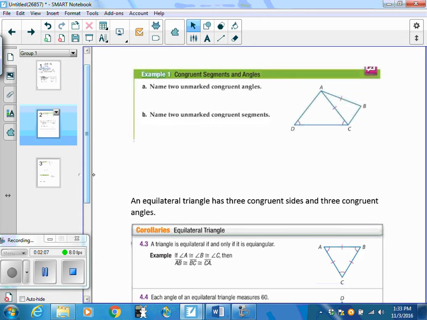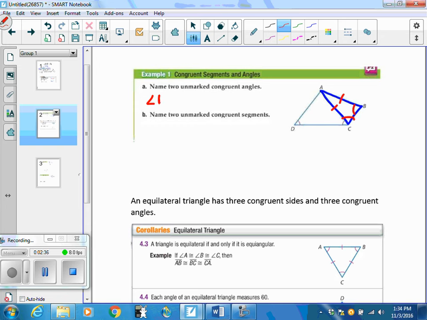I have an example. Example 1, congruent segments and angles. Name 2 unmarked congruent angles. So I can confirm that I have congruent angles if I have legs that are congruent. So for part A, I see that in this triangle, triangle ABC, it has congruent legs, so its base angles must also be congruent. That tells me that angle B has to be congruent to angle ACB.